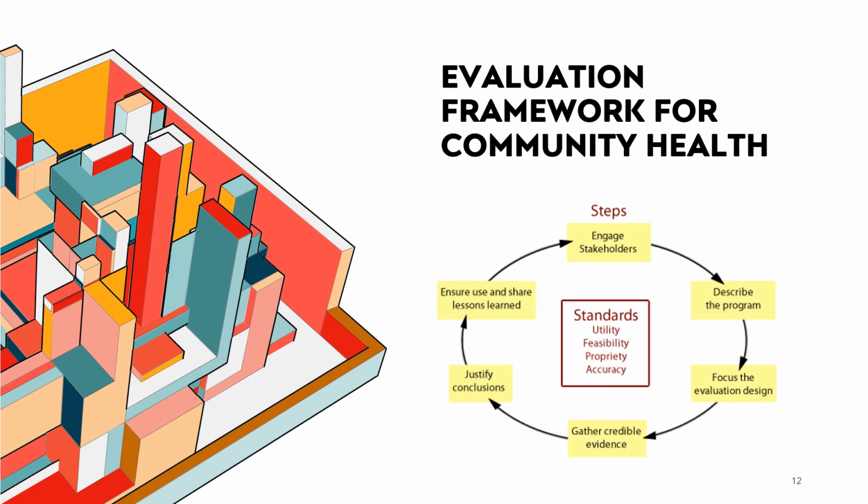Okay, so the evaluation framework for community health, this is the one that I said was more participatory, and I'm not going to dwell on this too long, but first step is to engage stakeholders and then describe the program, make sure that you get buy-in, focus the evaluation design, gather evidence, justify your conclusions, and then ensure the use and ensure that the intervention is used, share lessons learned, and make sure that you're keeping your stakeholders engaged by sharing what was learned by the intervention.